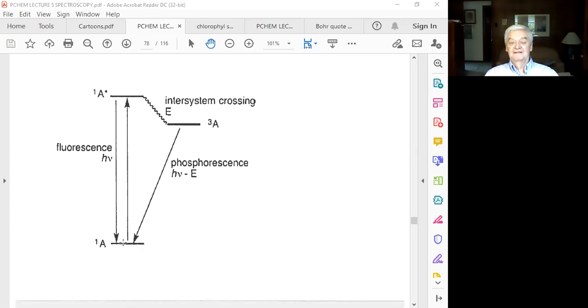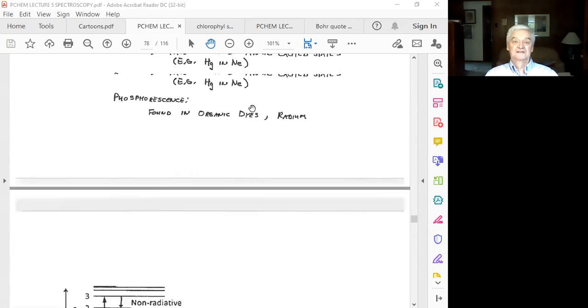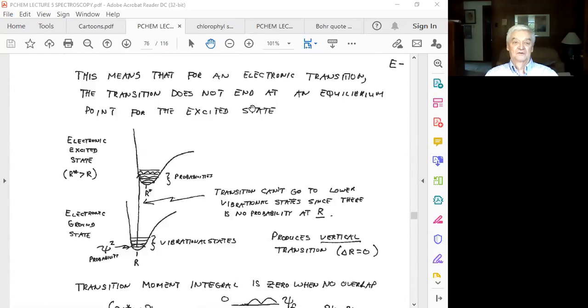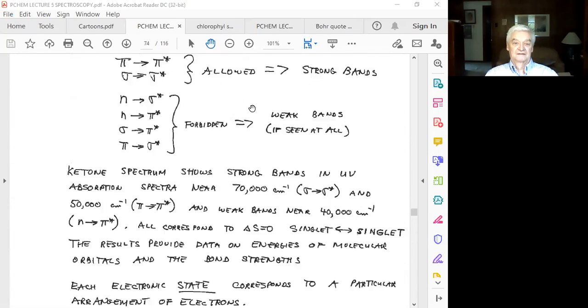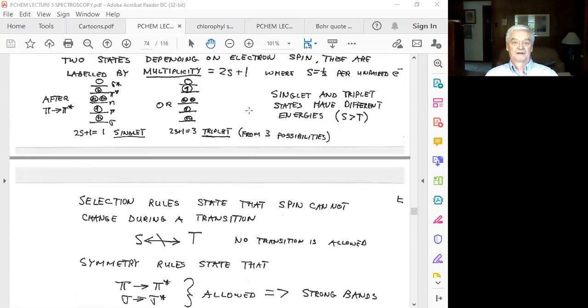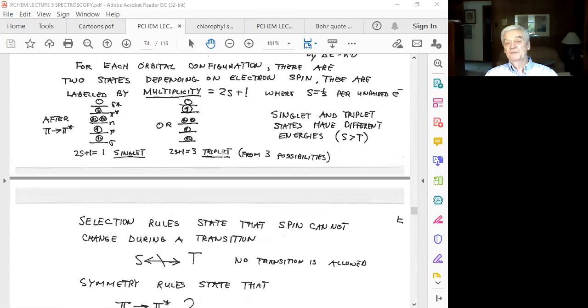Remember that a normal absorption transition does not allow the spin of the electron to change. But I told you that the state where the spin has changed can also exist. So let's go back to where I had that. Okay, so here we can also have a triplet state. This state exists. And what I'm going to show you on that diagram is what's called intersystem crossing, going from a singlet state to a triplet state.